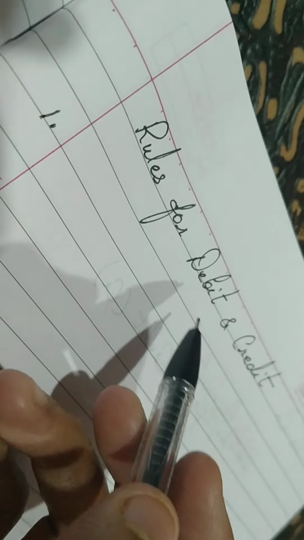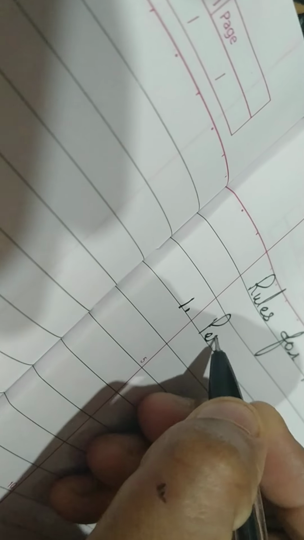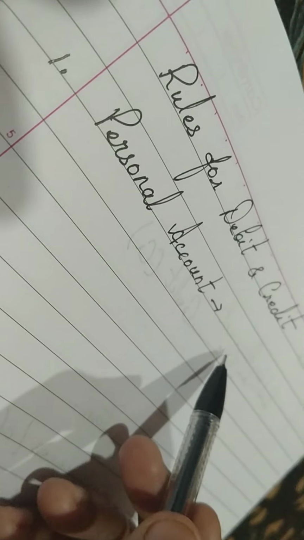Here, I'll give you the rules for debit and credit for three accounts: the personal account, the real account and the nominal account. So let us see the personal account first. In personal account, whenever you see a transaction has a personal account, the name of a person, or an artificial person's mention, immediately you will have to follow this rule.